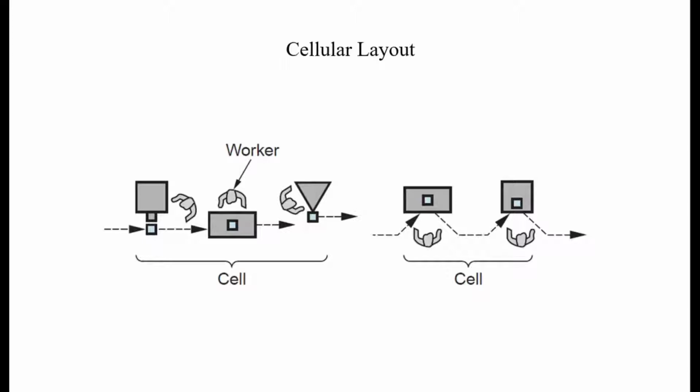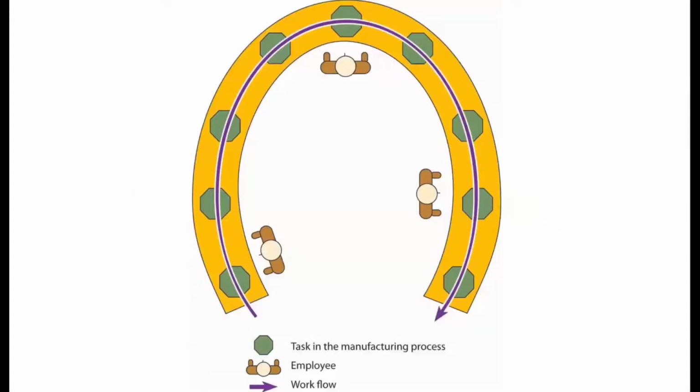So, because the parts or the products in the case of cellular layout do not need to move throughout the factory for their processing, for their assembly, for their completion, definitely the cycle times are lower, the work in process inventory is lower. So, these are the examples of cellular type layouts.